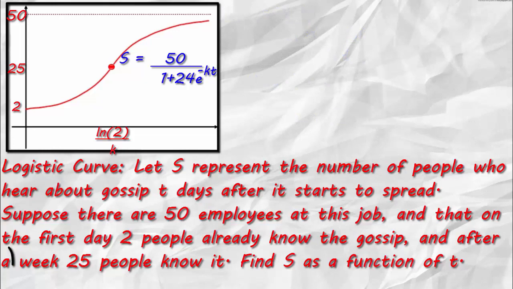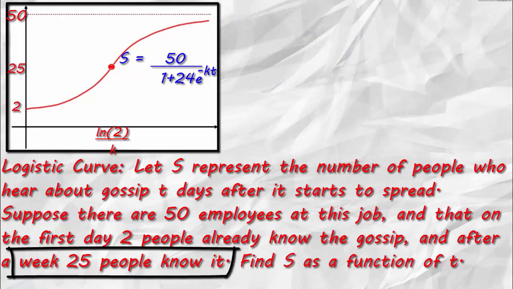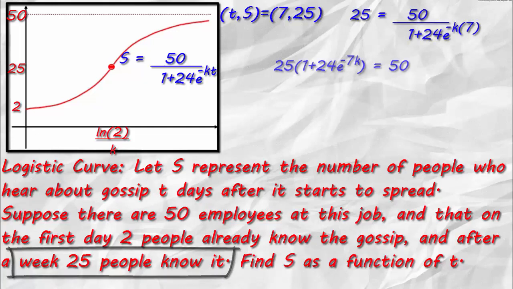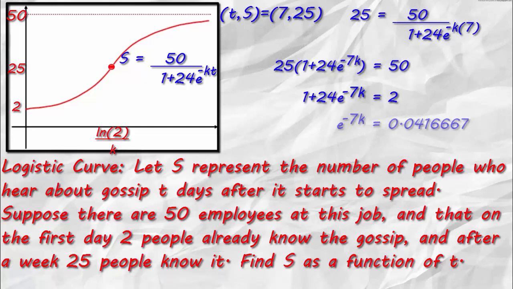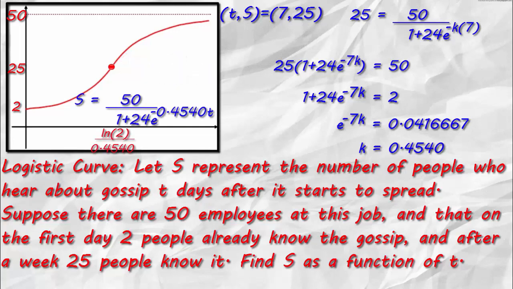Then 25 people knowing after a week gives the point (7, 25). Solving for k gives k equals 0.4540, or 45.4%. So the rule of correspondence is S of t equals 50 divided by 1 plus 24e to the negative 0.4540t.